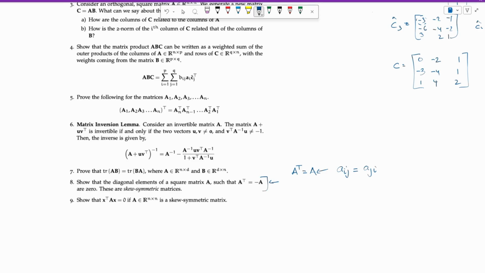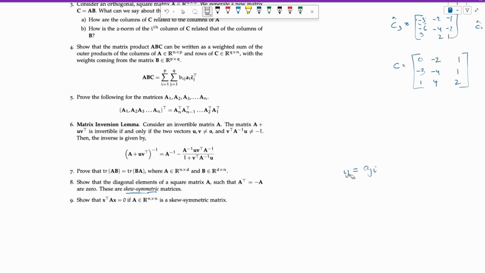There is another version of this. It's called a skew symmetric matrix. Symmetric matrices are very important because we come across them all the time. And so are skew symmetric matrices. Skew symmetric matrices are simply this: A transpose is not equal to A, but A transpose equals minus A. When you take the transpose operation, the new matrix looks as if it's minus A.